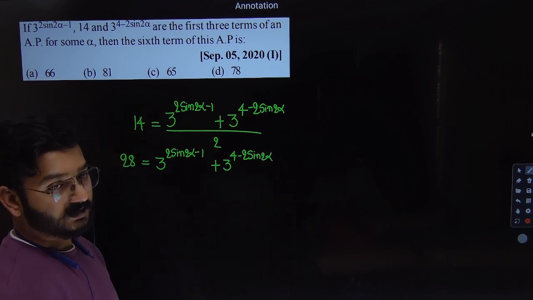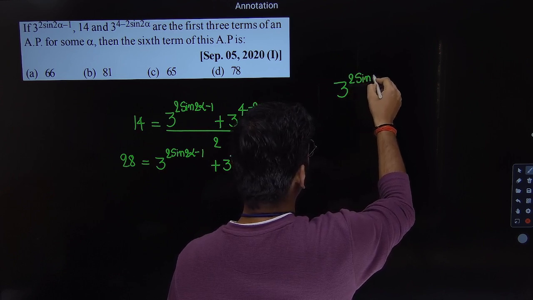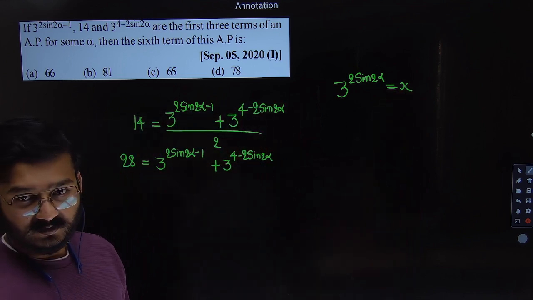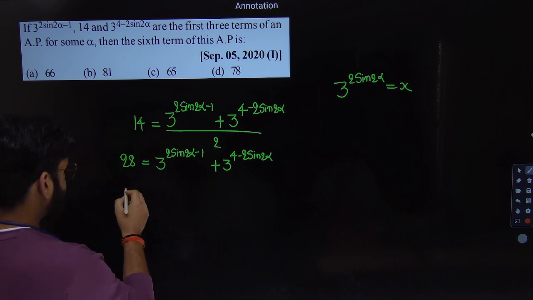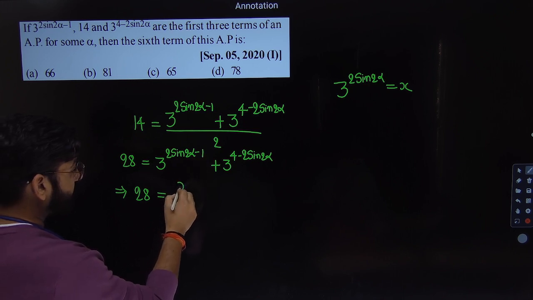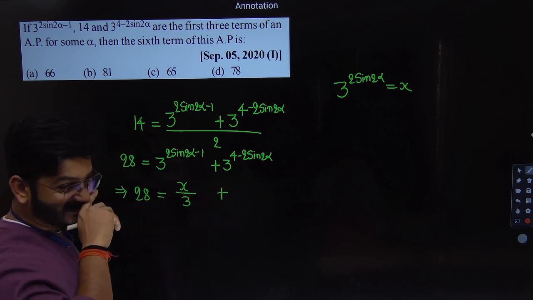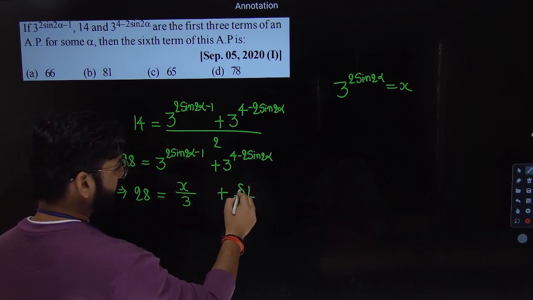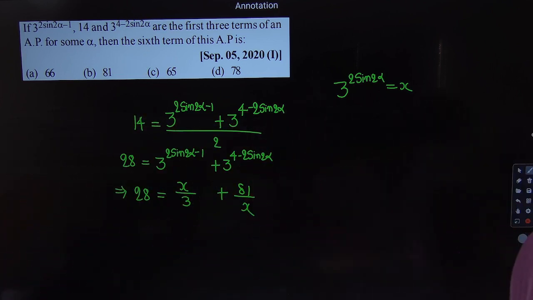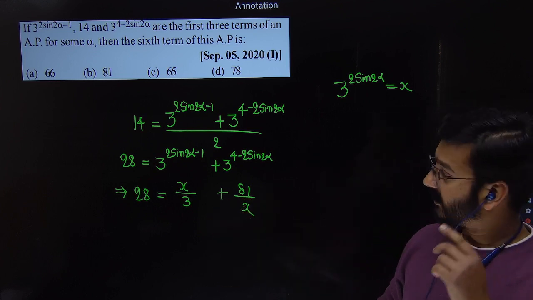can you see any term repeating here? Yes, 3 to the power 2 sine 2 alpha. So I will take this as x, y, z, a, b, c, anything. So 28 equals to, power is minus 1, so this will be x divided by 3. Here it is 3 to the power 4. What is 3 to the power 4? 81 divided by x. So take LCM, you will get a quadratic in x. Question is solved. Take LCM, you will get a quadratic in x. Then equate.